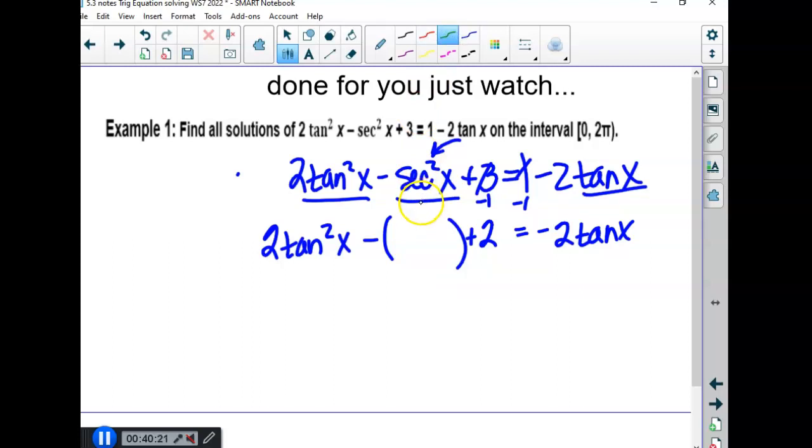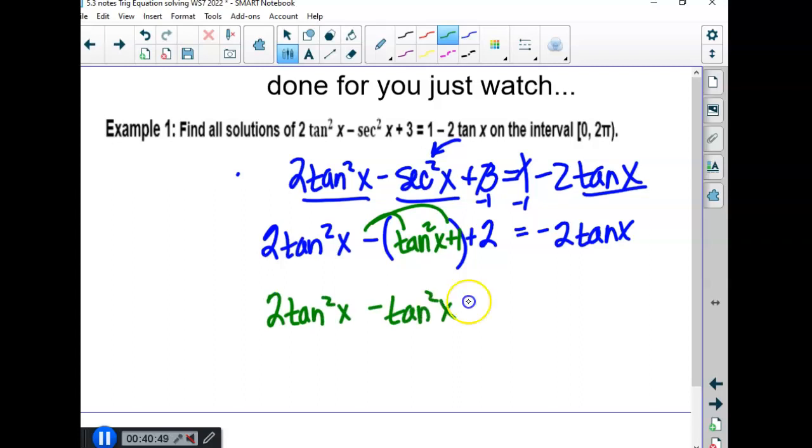Look on the back side of your unit circle. A secant squared is a... I want a tangent. Is there something with a tangent? Is it a tangent squared plus 1 or a 1 minus tangent squared? It is a tangent squared plus 1. So I would have to distribute this negative. So I'd have 2 tangent squared of x minus a tangent squared of x minus a 1 plus 2, and I'm going to add the 2 tan over to this side at the same time.